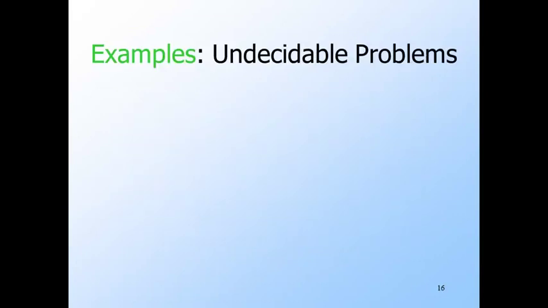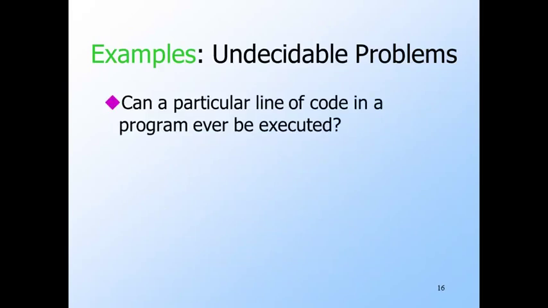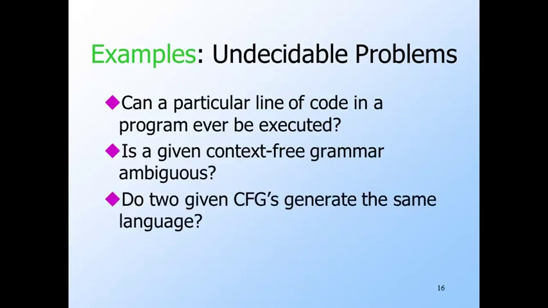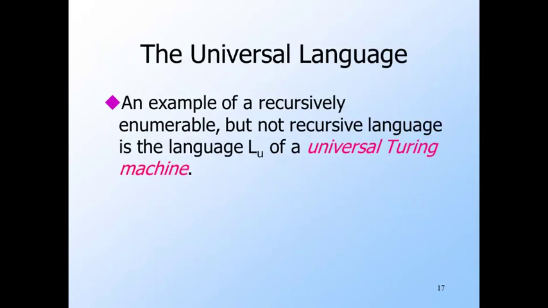So here are some examples of real problems that are undecidable. Will a program ever reach a particular line of code? Is a given context-free grammar ambiguous? Are two given grammars equivalent in the sense that they generate the same language? But still staying within the world of Turing machines rather than the real world, a necessary way station on our trek to the real world is to show a particular language to be recursively enumerable but not recursive. This is the language we call L sub U, the Universal Turing Machine language.